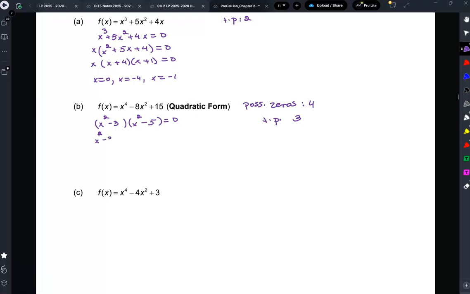So x squared minus 3 equals 0. x squared minus 5 equals 0. Here, x squared equals 3. What's x equal to? Plus or minus root 3. So x squared equals 5. What's x equal to? Plus or minus root 5. So notice, 4 real zeros.